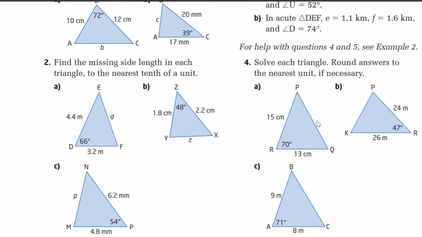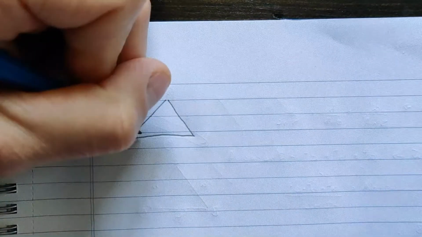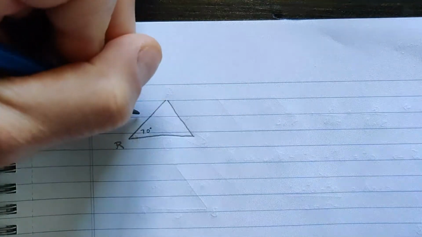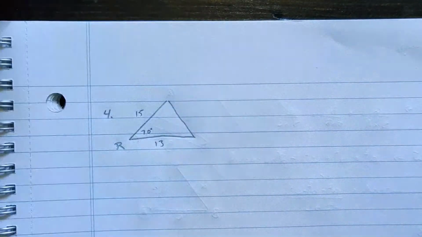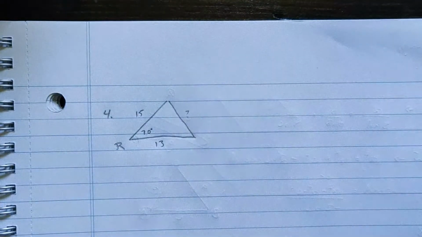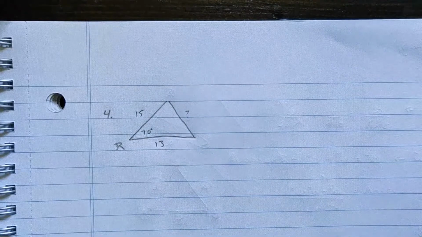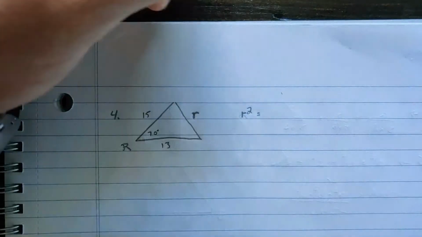So I'm just going to redraw a triangle here quickly to illustrate this one. So we have 70 degrees, 15, 13, and then this is what we're going to look for first using the cosine law. So all we're doing is filling in the cosine formula. So we have a squared equals, and actually I'll use r squared in this case because we're looking for side r here. So we can say r squared equals the other two sides squared, 15 squared plus 13 squared.